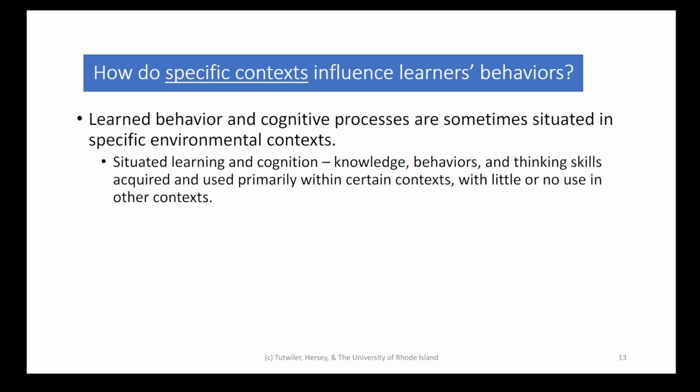Okay, so primary and secondary just means what it means, right? Primary is the main reinforcer, and secondary is the other reinforcer that isn't the main one, but probably contributes. A specific context can often influence a learner's behavior, right? Sometimes the behavior you've learned and the cognitive processes in your brain are situated in specific learning environments. Situated learning and cognition is basically knowledge, behavior, and thinking skills that are used primarily within certain contexts, with little or no use in other contexts.